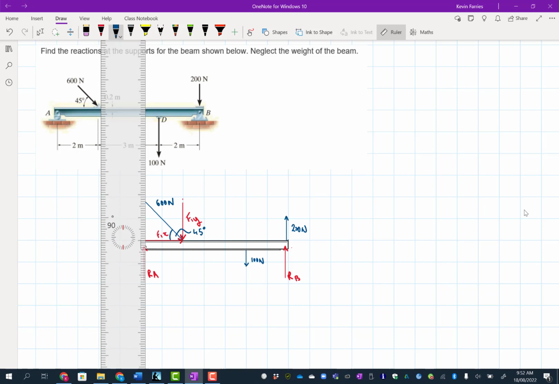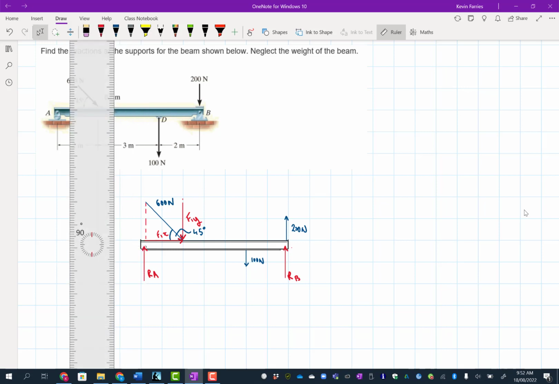And so we could replace that 600 Newton force with these components. We wouldn't change anything. I'll just draw this one dotted so that I don't get confused, and take my lever arm to that. The point of application is the same as the original force. It's 45 degrees, F1X. Getting a bit messy, but it'll be okay. So we'll draw those on.